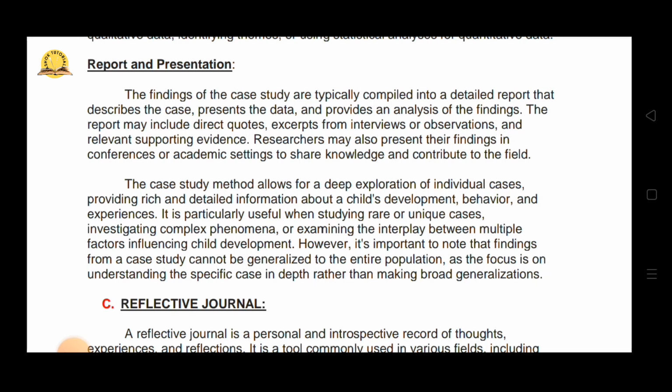It is particularly useful when studying rare or unique cases, investigating complex phenomena, or examining the interplay between multiple factors influencing child development. However, it is important to note that findings from a case cannot be generalized to an entire population, as it focuses on understanding the specific case in depth rather than making broad generalizations. See, it does not mean that once we have done the case study of the child in particular or maybe in a group, we can generalize whatever the outcome is. We can relate whatever the outcome is with the entire population. We cannot do that because we have just selected one child, or we may have just selected 5 or 10 children.